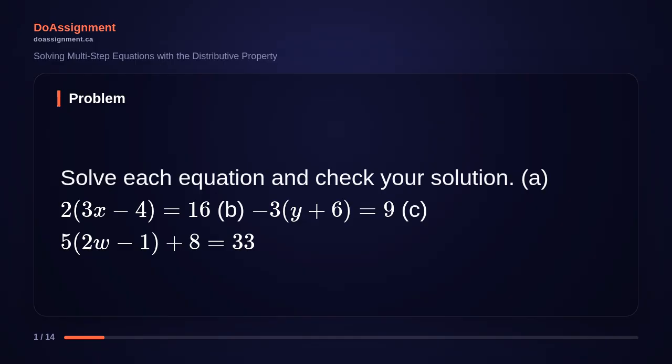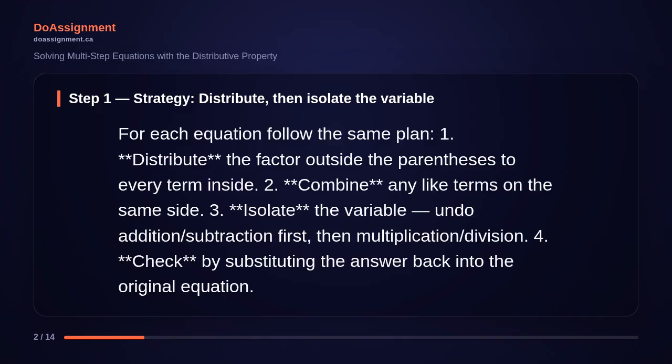Now let us work through the solution step by step. Our strategy for every problem is the same. First, distribute the number outside the parentheses to each term inside. Second, combine any like terms. Third, isolate the variable by undoing addition or subtraction first, then undoing multiplication or division. Finally, check the answer by plugging it back into the original equation.